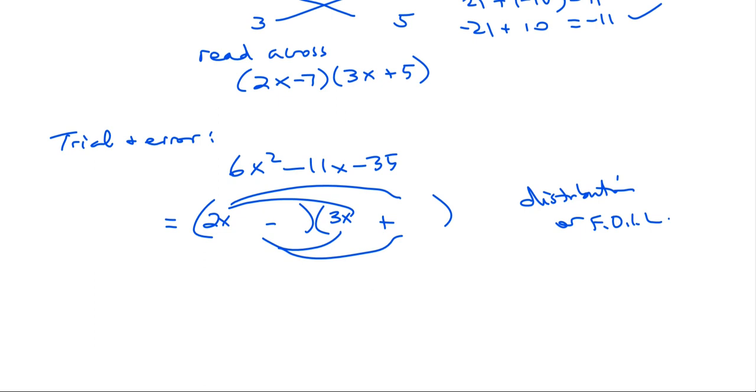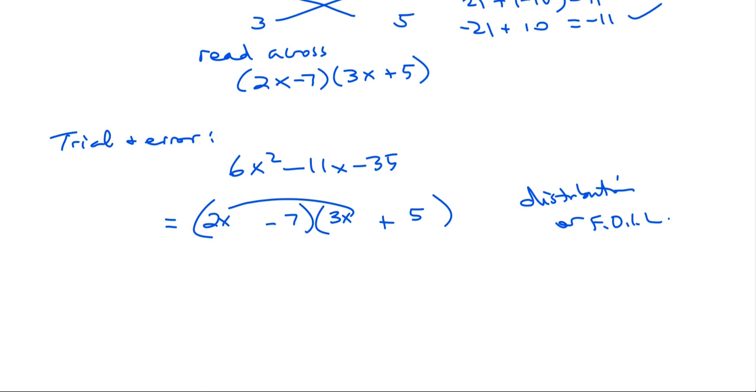Okay, let's make this one the 7 and this one the 5. So now let's test it. I don't have to check my first two terms. I don't have to check my last two terms, but I do have to check the middle term. So when I multiply the middle term, I'm going to get 2x times 5, which is 10x, and then -7 times 3x, so that's 10x minus 21x, and that is the right combination to give me -11x. And so I did all the work in one step.